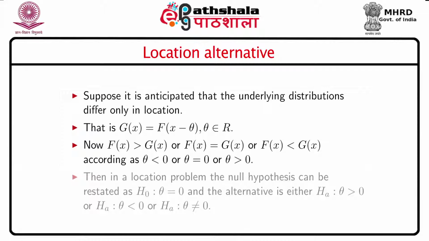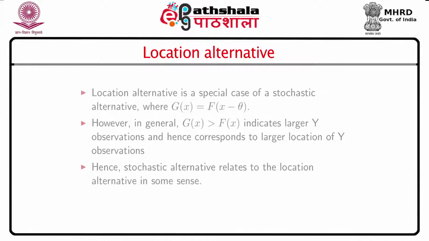Now, F(x) greater than G(x), or F(x) equal to G(x), or F(x) less than G(x), according as theta less than 0, or theta equal to 0, or theta greater than 0. Then, in a location problem, the null hypothesis can be restated as theta equal to 0, and the alternative is either theta greater than 0, or theta less than 0, or theta not equal to 0. Then it is worthwhile to mention that the location alternative is a special case of a stochastic alternative when G(x) is taken as F(x minus theta).